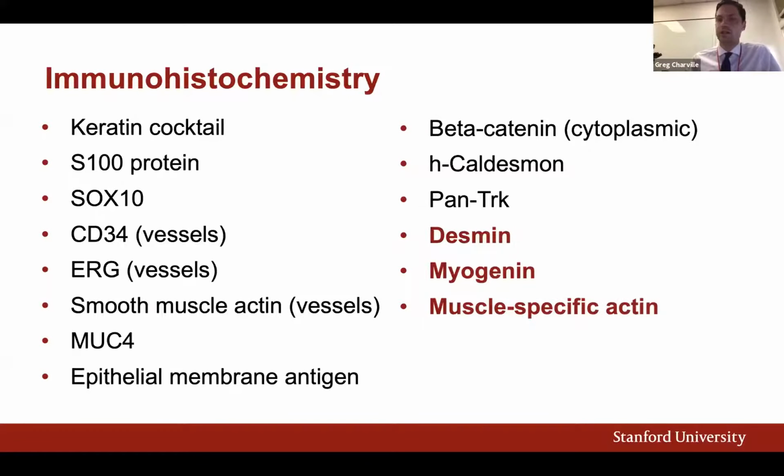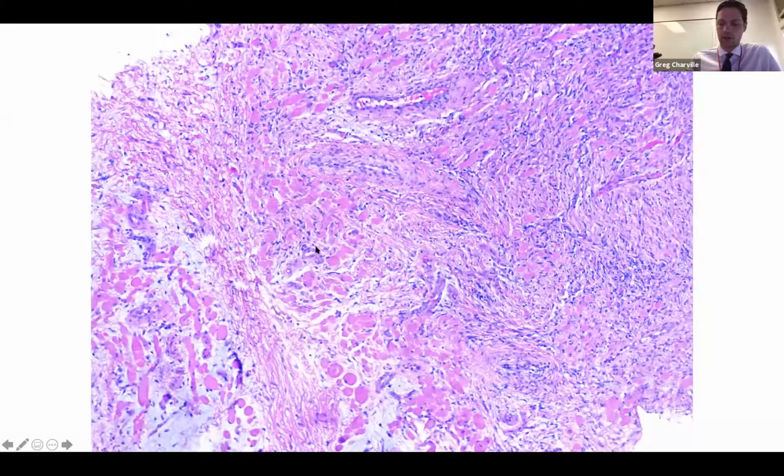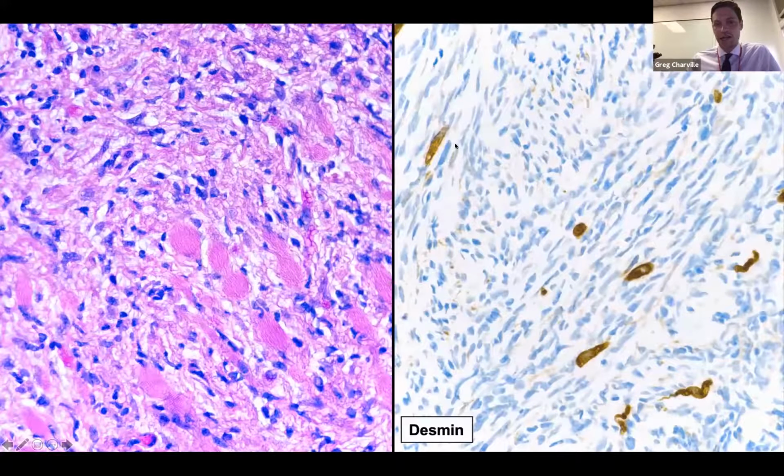And I will show you here the desmin and myogenic muscle-specific actin in a more careful way, because again, we had that interface with the background skeletal muscle. So again, we're looking at this area here. We can see clearly atrophic skeletal muscle in the background, non-neoplastic. Here, the desmin highlights those atrophic skeletal muscle fibers quite clearly.